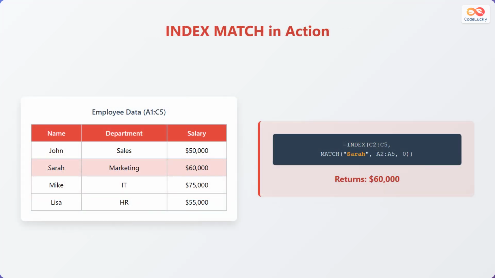Here's an index match in action example. We have an employee data table from A1 to C5, containing name, department, and salary. The names are John, Sarah, Mike, and Lisa. The departments are sales, marketing, IT, and HR. The salaries are $50,000, $60,000, $75,000, and $55,000 respectively. To find the salary of Sarah, use the formula =INDEX(C2:C5, MATCH("Sarah", A2:A5, 0)). This will return $60,000.